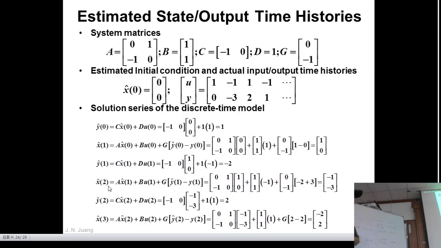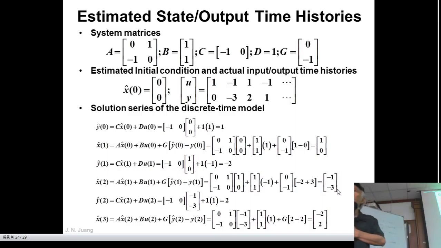Continue to look at the second step. X hat 2 equals A X hat 1 plus BU1 plus G times Y hat 1 minus Y1, the true, measured one. So A times X hat 1, which is 1, 0, plus B U1, plus G, which is 0, 1, times Y hat 1, which is minus 2, minus my true Y1, which is minus 3. So minus 2 minus minus 3 is 1. Then my X hat 2 is minus 1, minus 3.